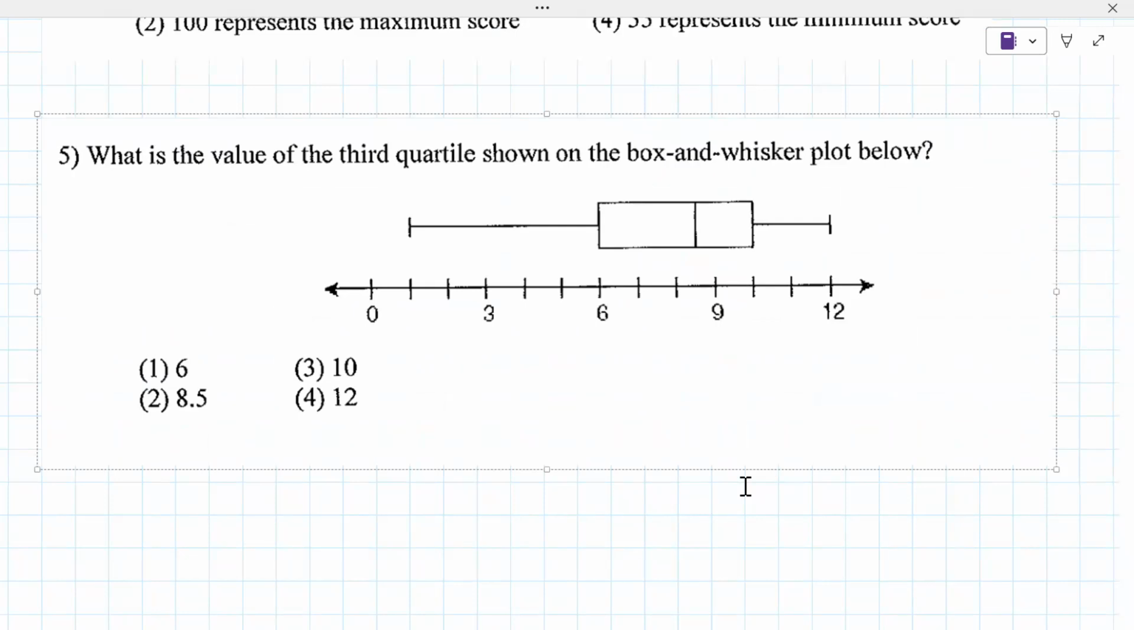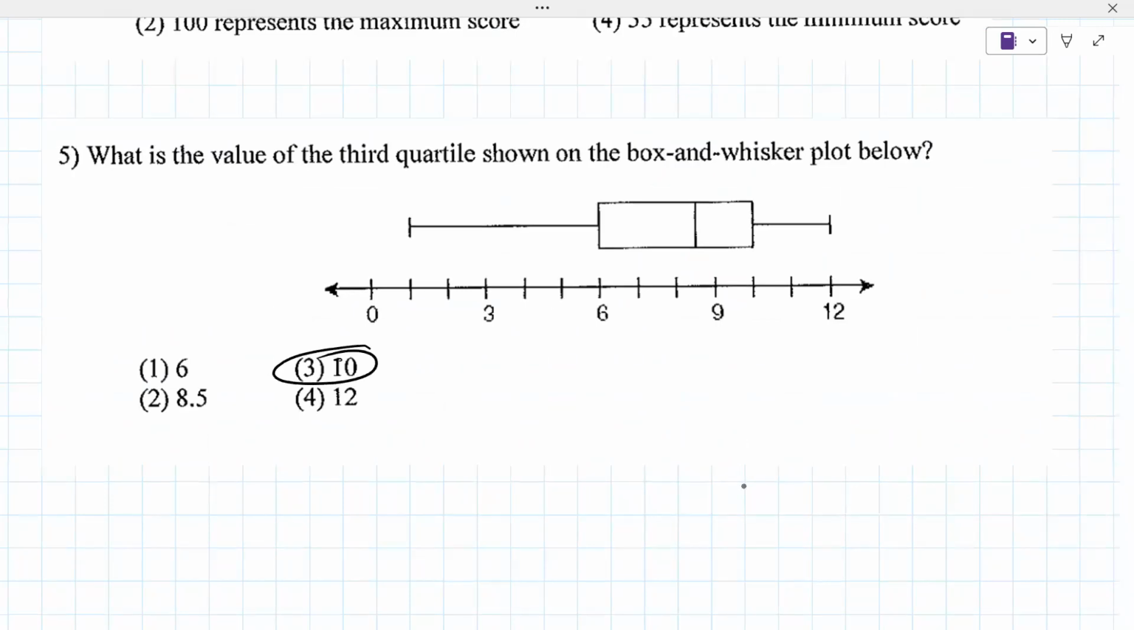Can you give this problem a try, please? Is the third quartile 10? It is. What would the first quartile be? 6. Okay. Very good.